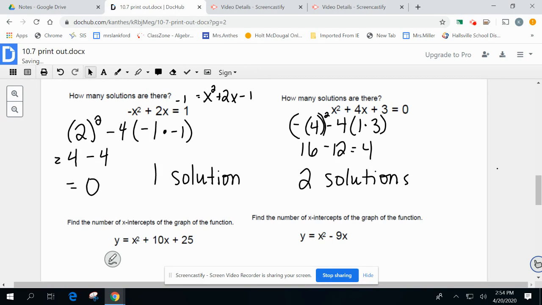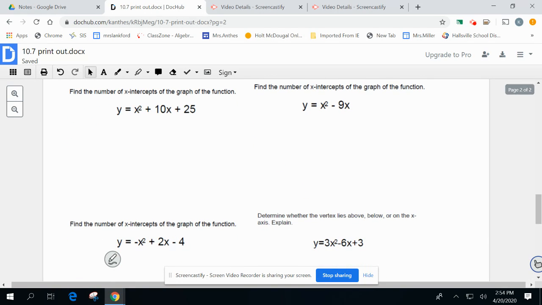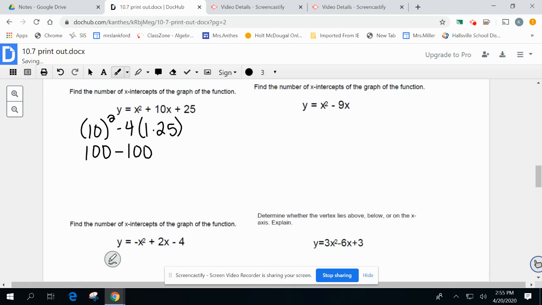Okay, on this next part, it says find the number of x-intercepts. So the number of x-intercepts is exactly the same as the solution, and a solution and an x-intercept are the same thing. So what we need to do is just determine the discriminant, and that would tell us how many intercepts. So here I have 10 squared minus 4 times 1 times 25. So that's 100 minus 4 times 1 times 25, which is 100. So this equals 0. So whenever it's 0, that's one solution. So that means one x-intercept.